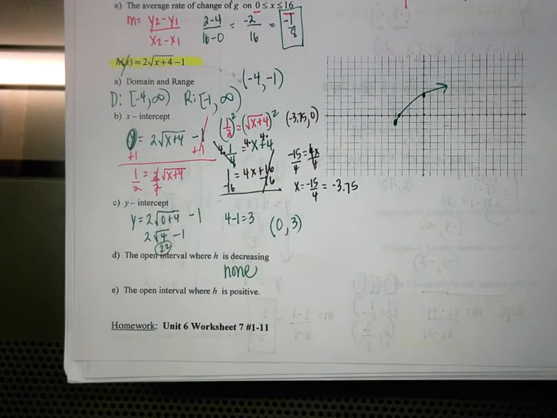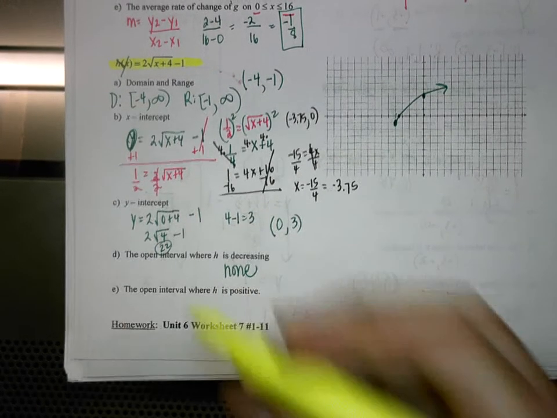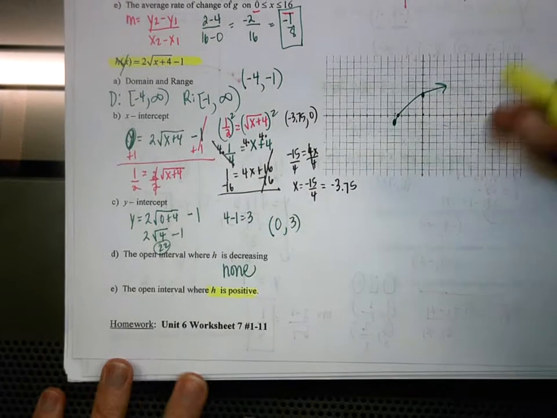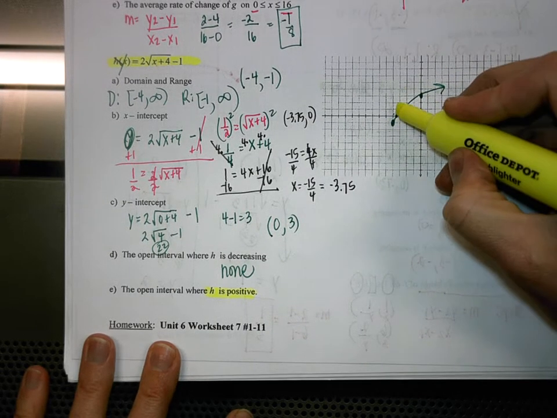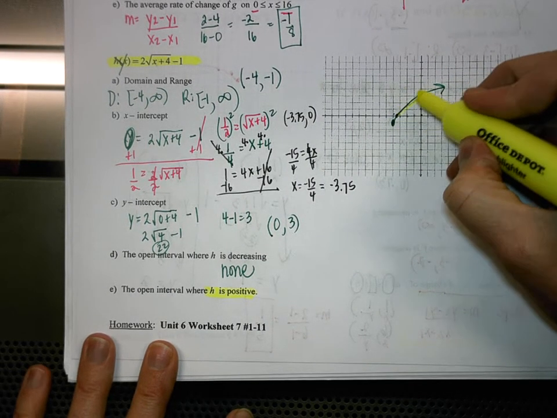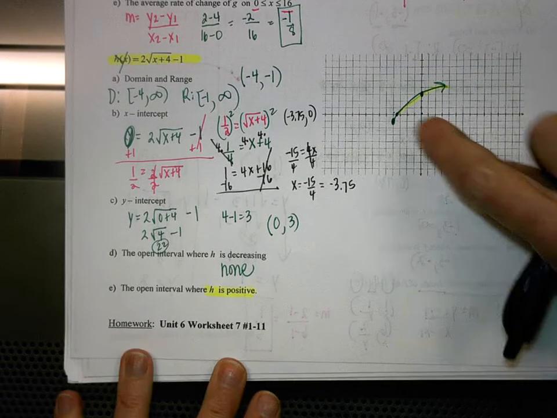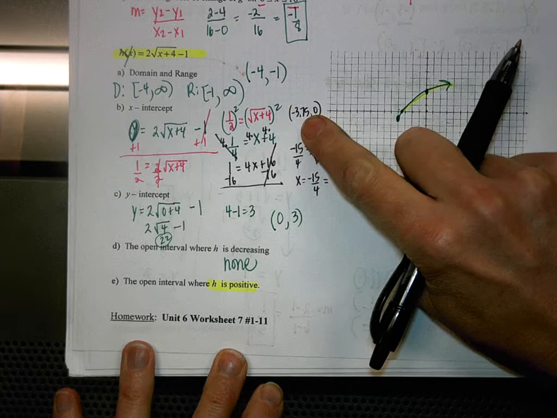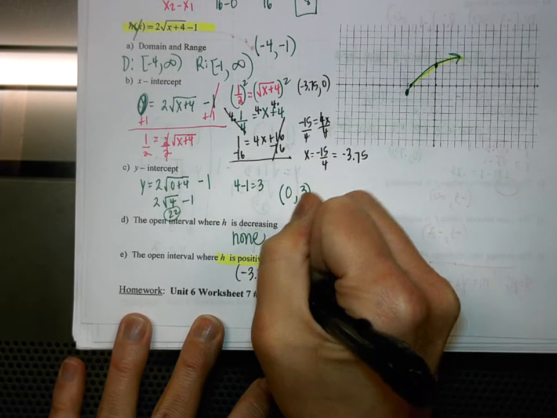Okay, and then it says the open interval where h is positive. Okay, and so it's positive, anything above the x-axis is positive. So starting at the x-intercept, it's positive, it's above. And so that interval, the x-intercept was at -3.75, and so it's positive at -3.75 to infinity.